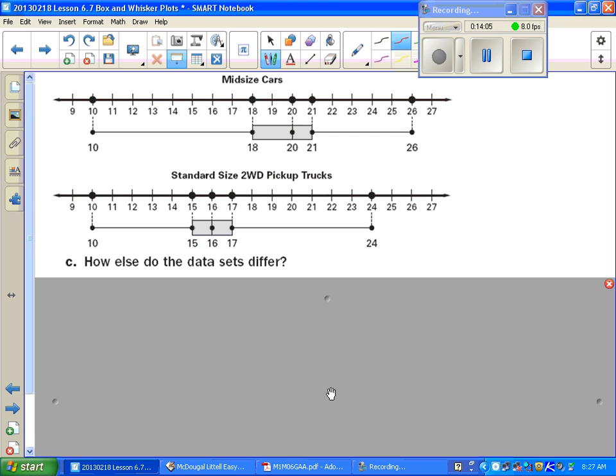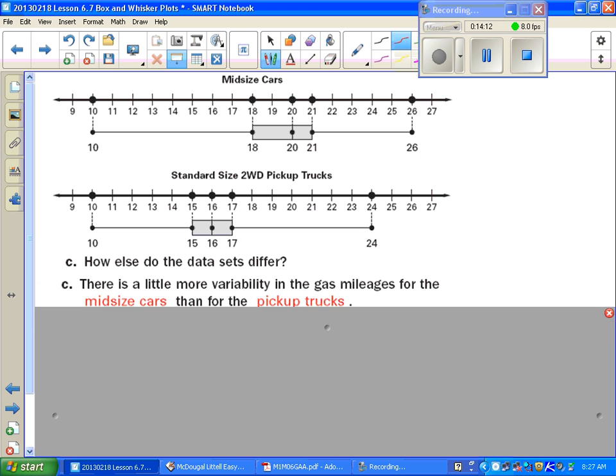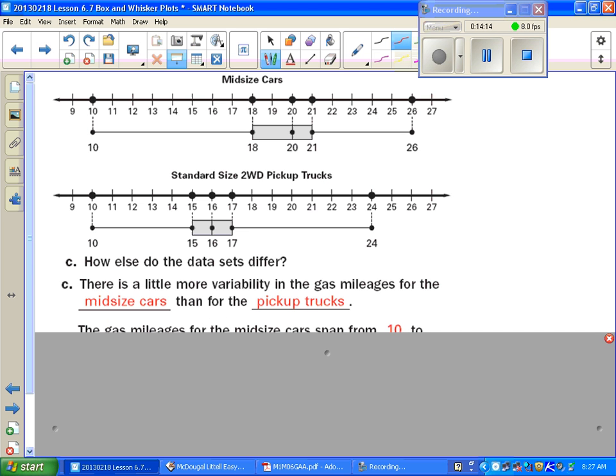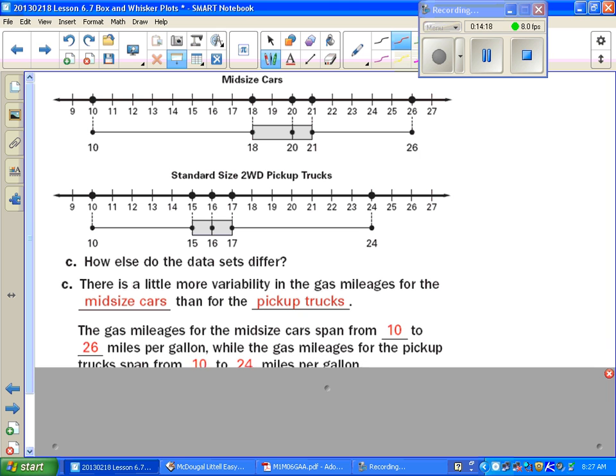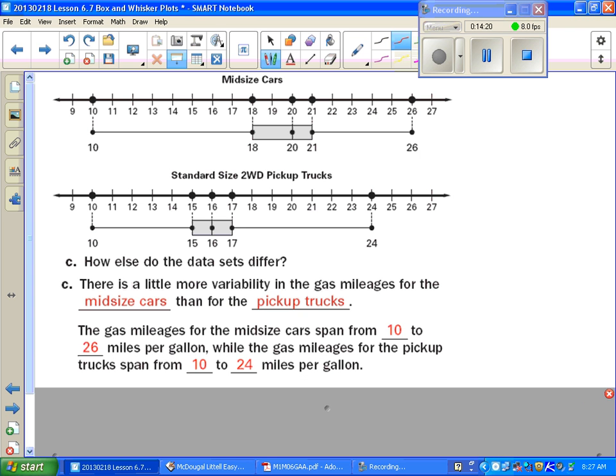And then it says, how else do they differ? Well, notice the minimum values are 10 for both of them. The maximum values are different. It says there's a little more variability in the mid-size than the pickup trucks, and you're going to have to go with the blanks as they look in here. The gas mileage for the mid-size cars span from 10 to 26, and then the trucks are only from 10 to 24 miles per gallon.